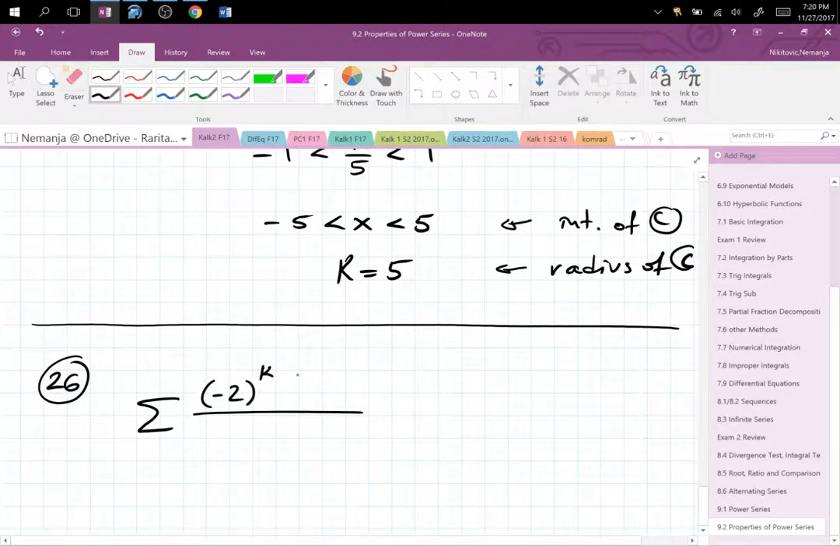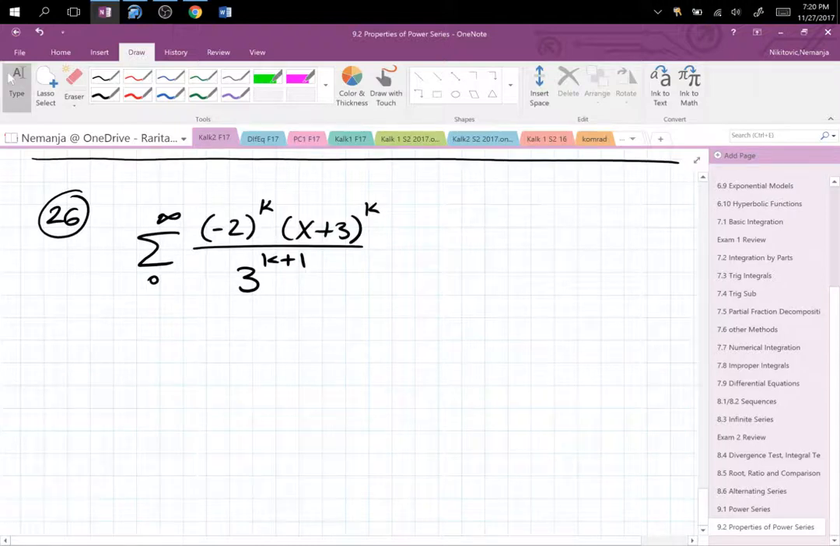-2 to the k, I found one, of x plus 3 to the k divided by 3 to the k plus 1, from 0 to infinity. All right, so I have to help you with this -2k business. You can't ignore it now. When it's -1, you get to ignore it because the absolute value of -1 is 1, and 1 times 1, so nothing happens.